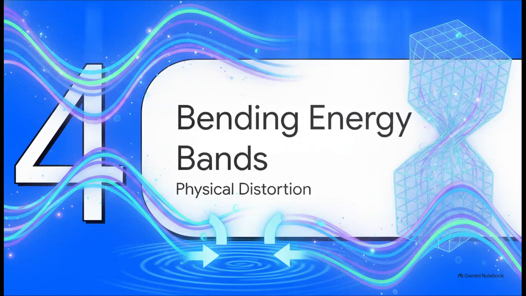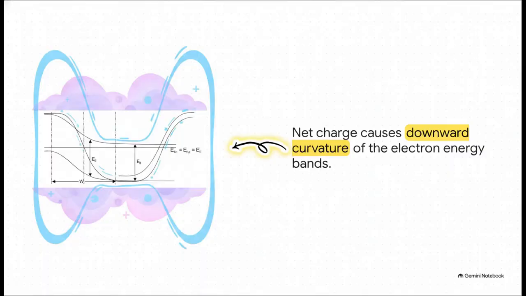Let's see what this actually looks like in section 4. Bending the energy bands. Because that newly formed depletion region holds a net charge from all those exposed ions, Gauss's law tells us something really fascinating has to happen physically. The actual electron energy bands must curve.